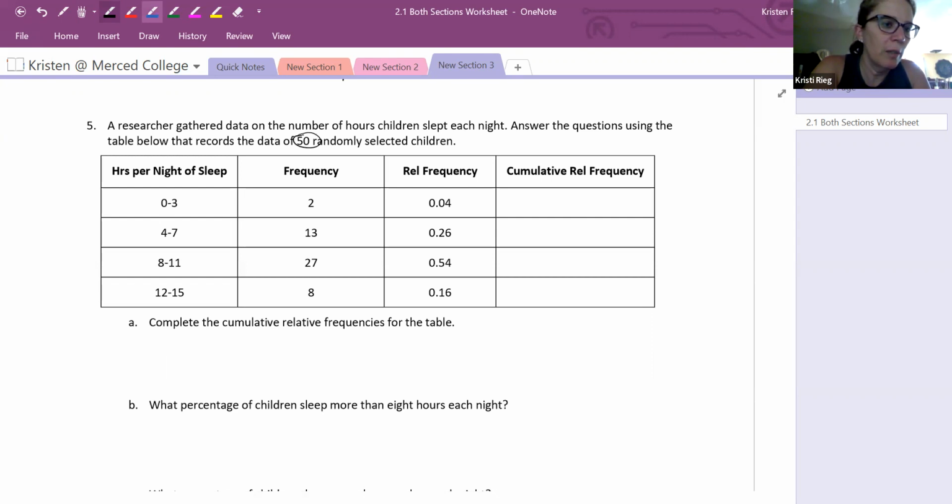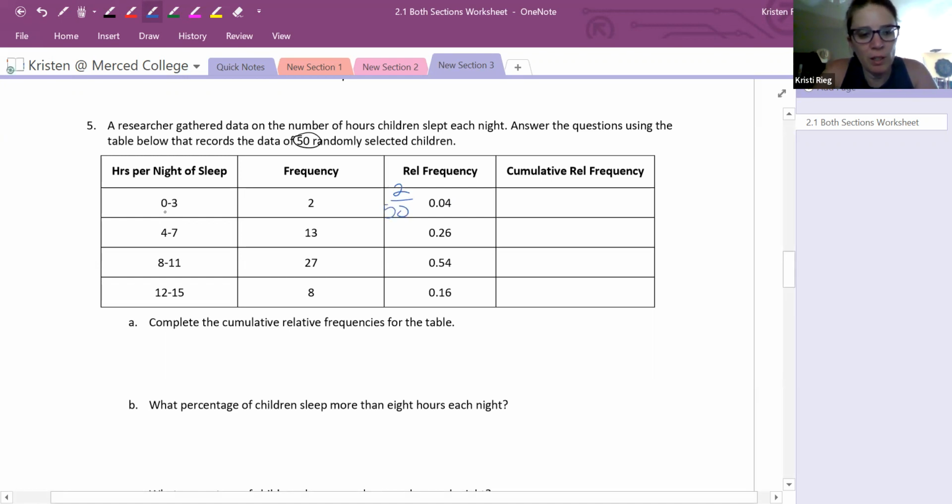So just as a review from above, I know this 0.04 came from 2 out of the 50 kids slept 0 to 3 hours. And I know this 0.54 came from 27 out of the 50 kids slept 8 to 11 hours. So you can just put those in your calculators. On this one, there's not any rounding because 50 is the nice decimal.